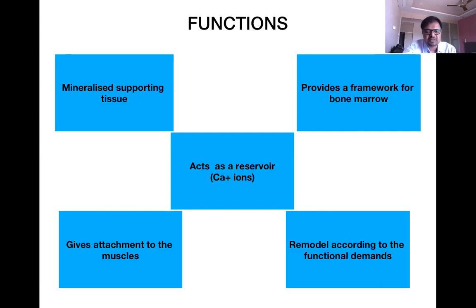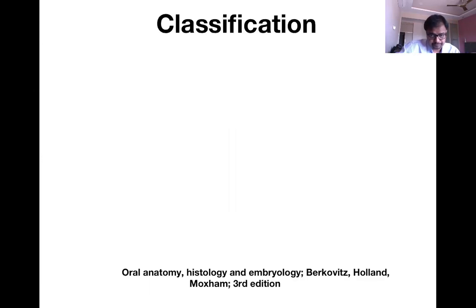Apart from that, obviously, the bone does give attachment to the muscles. When you have the muscles and the ligaments, etc., attached to the bone, only then there is something called movement. Without the muscular attachment to the bone, bone cannot be moved or you cannot do any function. Okay, and then the bone undergoes something called remodeling. Depending upon the kind of stimulus that is given to the bone, it undergoes remodeling. It can undergo formation. It can undergo something called resorption. That's the basic function of the bone.